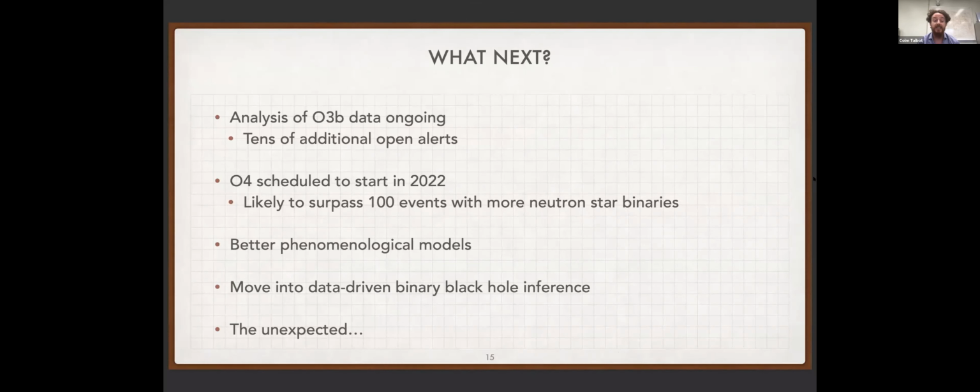We're currently analyzing the results of the second half of the third observing run, which had tens of additional open alerts, which suggests that there'll be tens of additional more events in there. And then O4 is scheduled to start in 2022, when we're really going to start moving into a data-driven era of population inference with binary black holes, and we can really start to test these models and make strong astrophysical conclusions. So thanks for listening. I'd love to take any questions.